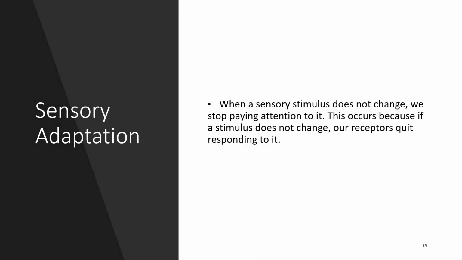Sensory adaptation happens when a sensory stimulus doesn't change and we stop paying attention to it. This happens because if a stimulus doesn't change, our receptors quit responding to it.